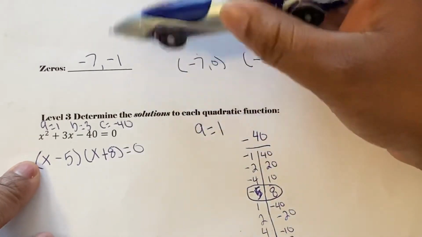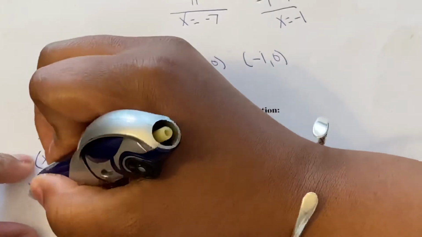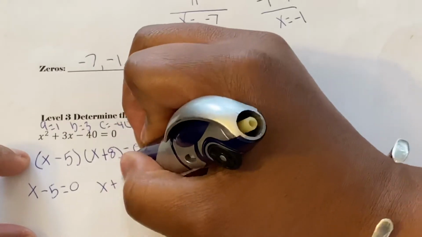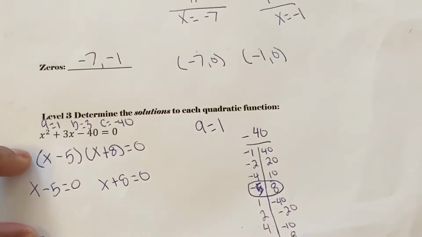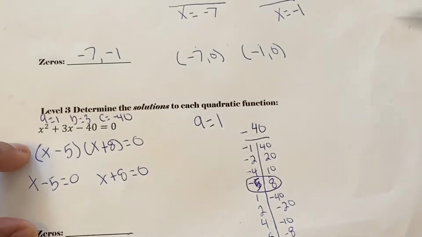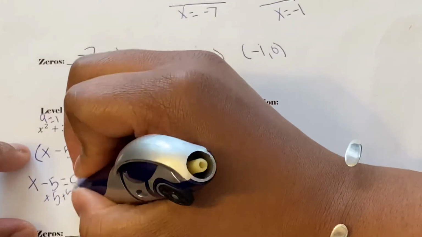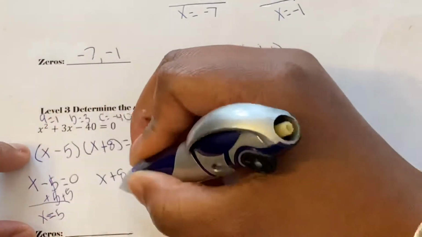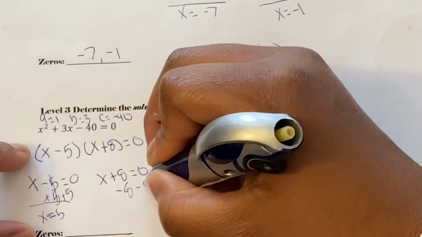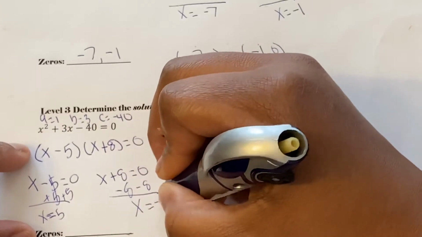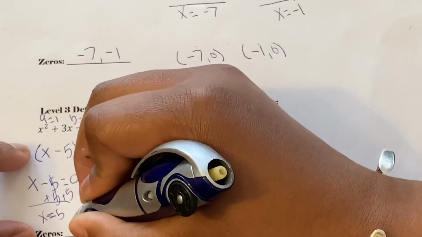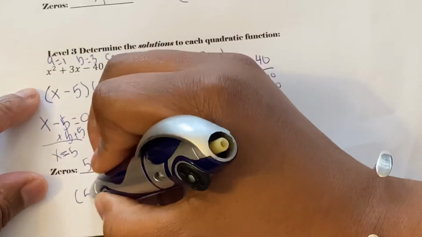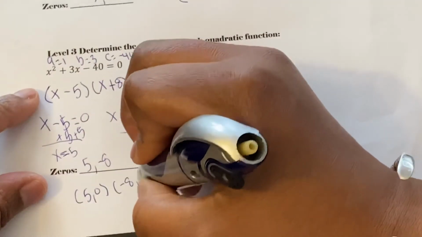Now all we have to do is the same thing we did in level 2, which is make both of these equal to 0 separately. x minus 5 equals 0, and x plus 8 equals 0. Add 5 on both sides. You get x equals 5. Subtract 8 on both sides. You get x equals negative 8. Therefore, our zeros are 5 and negative 8, which can also be written as (5, 0) and (-8, 0).